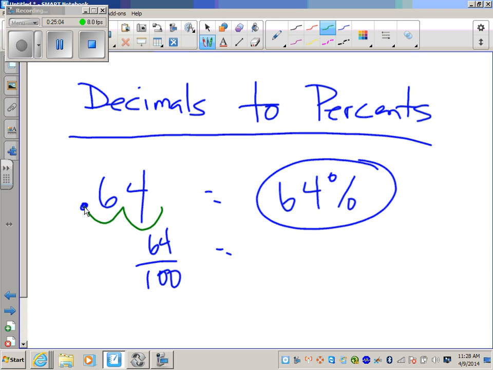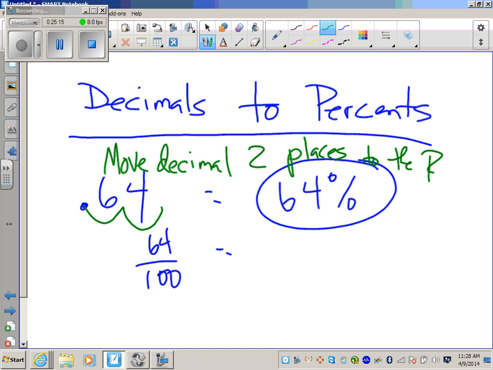So for decimals to percent, move the decimal 2 places to the right.